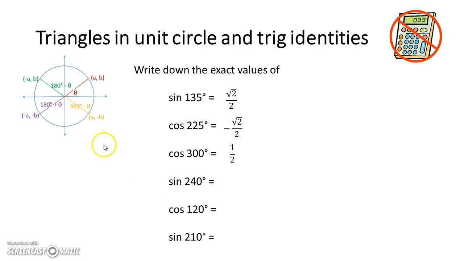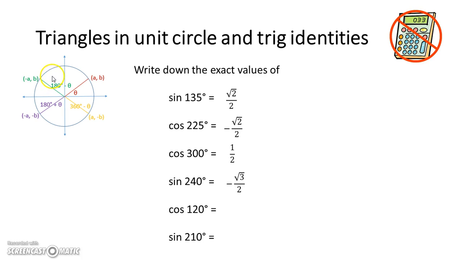240. Well, 240 is again over here. It's also the same as 60 degrees. It's 180 plus 60 degrees. But it's sine, so it's going to be root 3 on 2, but it's down here, so it's negative, negative root 3 on 2.